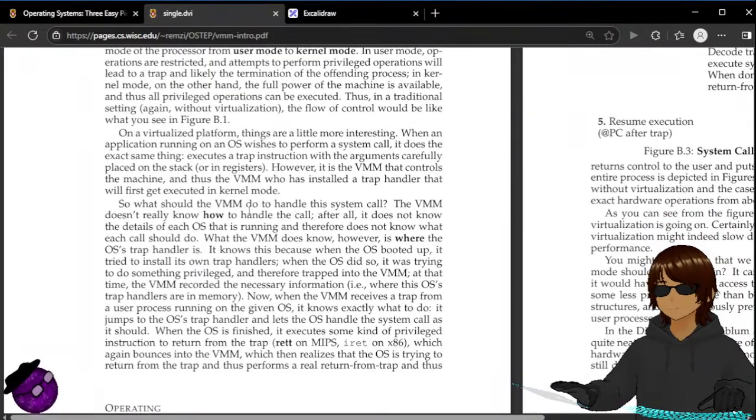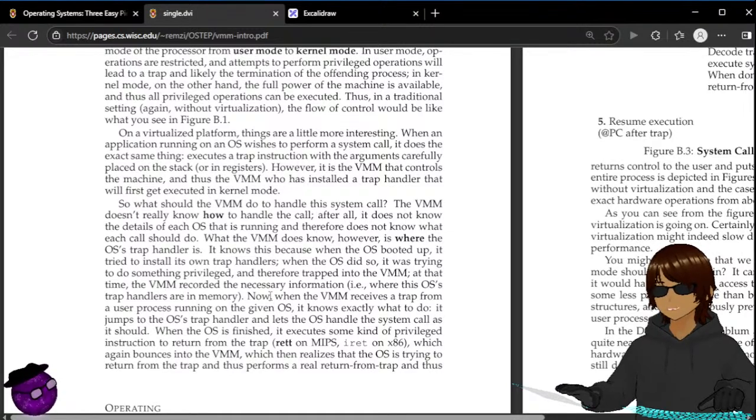So what should the VMM do to handle the system call? The VMM doesn't really know how to handle the call. After all, it does not know the details of each OS that is running and therefore does not know what each call should do. What the VMM does know, however, is where the OS's trap handler is. It knows this because when the OS booted up, it tried to install its own trap handlers. When the OS did so, it was trying to do something privileged and therefore trapped into the VMM. At that time, the VMM recorded the necessary information.